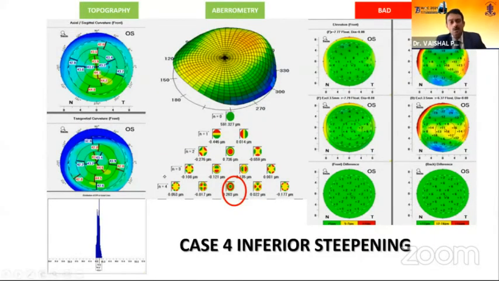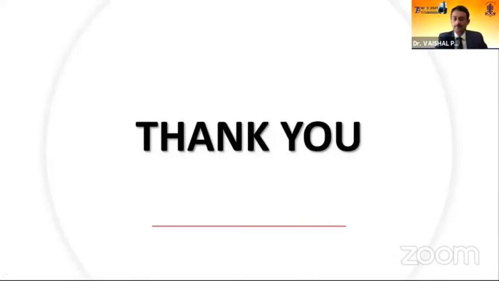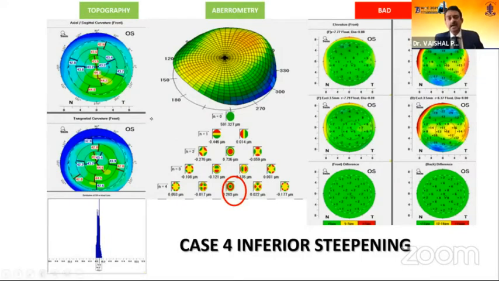This is an example of an inferior steepening on a topography, but if you go and see the aberration map, the aberrations are not that significant. So you can go ahead and implant a premium IOL. So the workup of a topography, aberrometry, tomography, and an EKR map is a requisite in addition to an optical biometry for a premium IOL practice. Thank you so much.